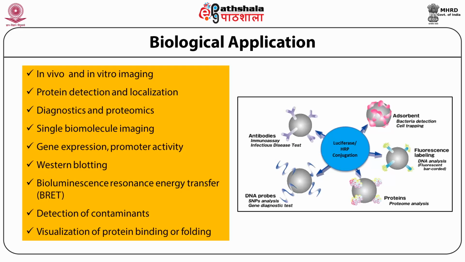It is used for the detection of contaminants and visualization of protein binding and, of course, protein folding. A large number of luciferase-HRP conjugate systems are used for antibody detection, as immunoassays for infectious disease tests, adsorbent bacterial detection, cell trapping, fluorescence labeling for analysis, DNA analysis, proteome analysis, and DNA probes for SNP analysis and gene diagnostic tests.